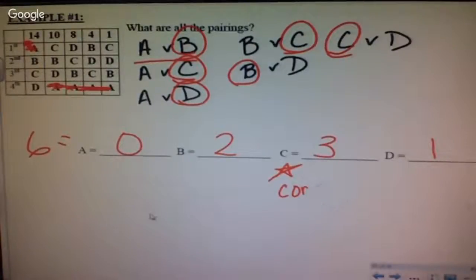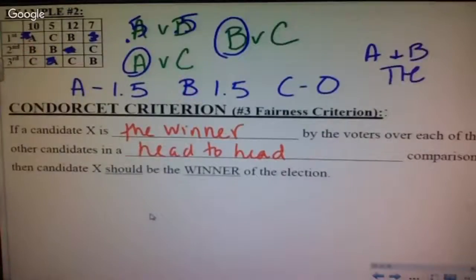Oops, I can spell today. That does not look like an N. Okay. C is also your Condorcet candidate. So they've won, and they won every match that they were in. If you look at example 2, do we have a Condorcet candidate in example 2? No. Okay, in order to win example 2, you would have had to have 2 points to be the Condorcet candidate here.